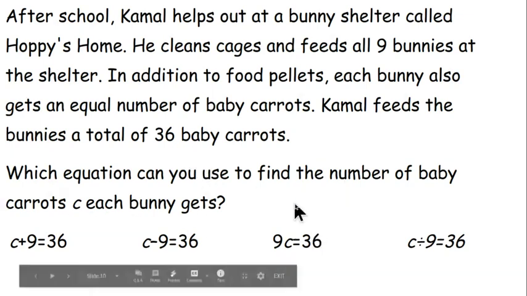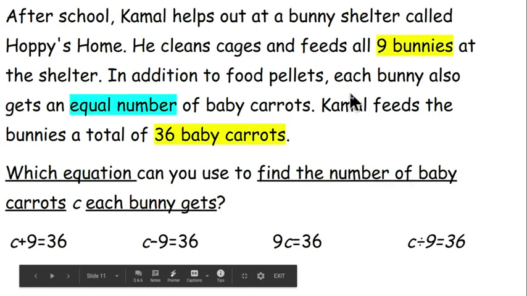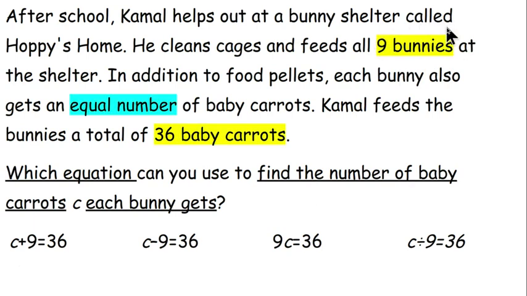Okay, so let's do our circling and underlining. So I'm going to circle the 9 bunnies that are at the shelter. I'm going to circle the 36 baby carrots he uses. And we have an equal number. So usually when we're talking about an equal number, we're splitting something up or we're saying that they get the same amount. So usually it's talking about either making the groups or dividing them into the groups. Okay. And we know we're looking for the equation and we're trying to find the number of baby carrots each bunny gets. And really, in hindsight, I should have circled this one because we have each bunny, right? That's 1.